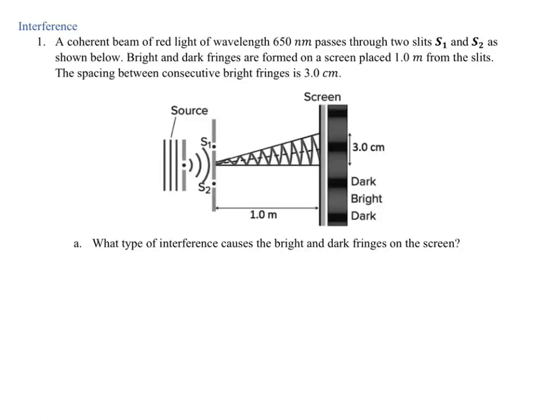In this video, we are going to solve a few problems on interference. So here we have got a coherent beam of red light of wavelength 650 nanometer. That's lambda in nanometer, so we'll convert that into meter. We multiply it with 10 power -9.